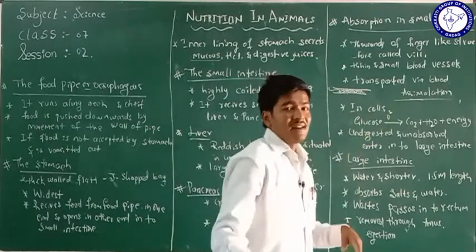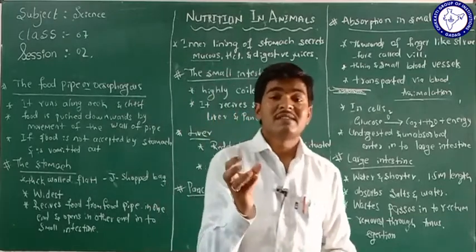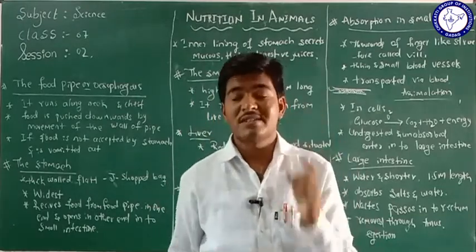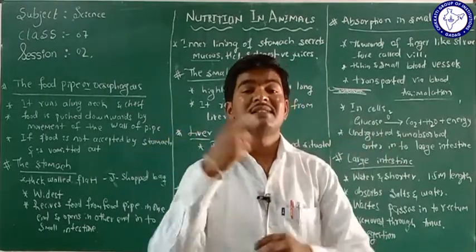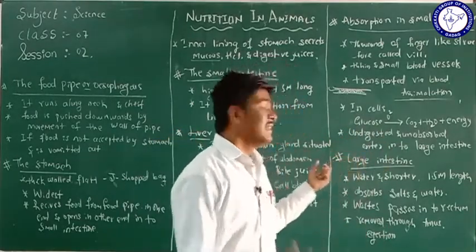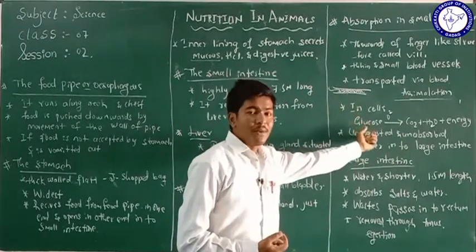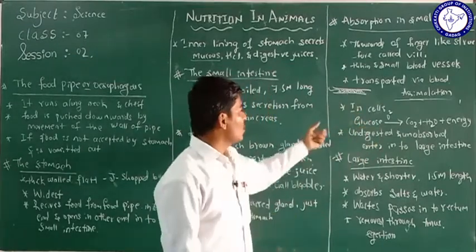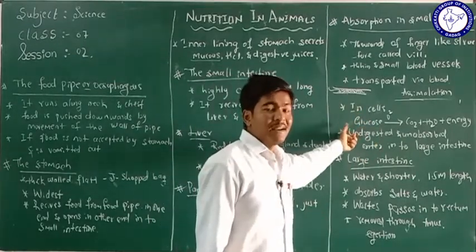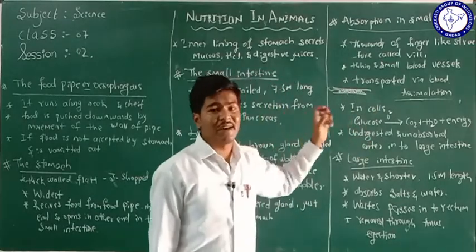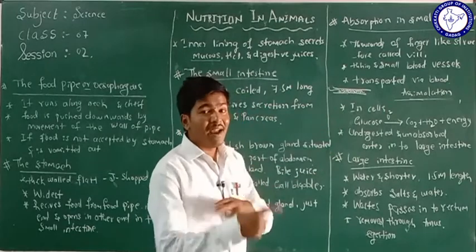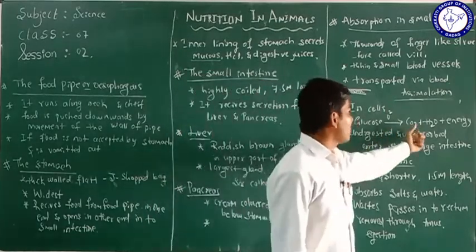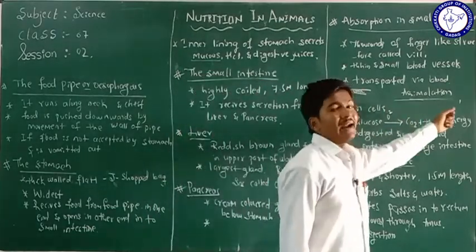Now the simpler food components reach all cells of our body. So what happens in the cell? In the cells, the simple compound is nothing but glucose. In the presence of oxygen, that glucose will be broken down into carbon dioxide, water and energy.